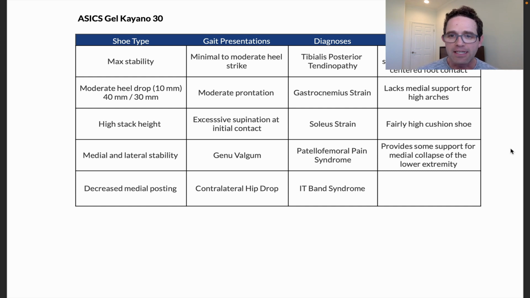And then lastly, this does provide some of that support for medial collapse of the lower extremities, which is a great tool, especially if that's something your patient is presenting with and that's an appropriate use of a max stability shoe. While max stability shoes do add more pressure and impact through the lower extremities, that can help some patients.